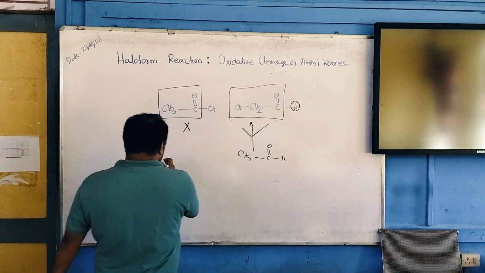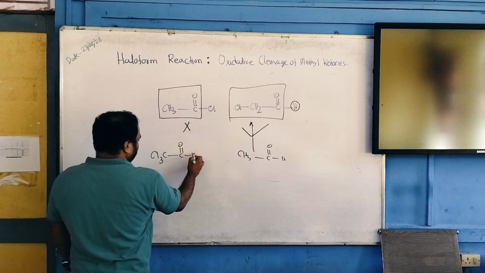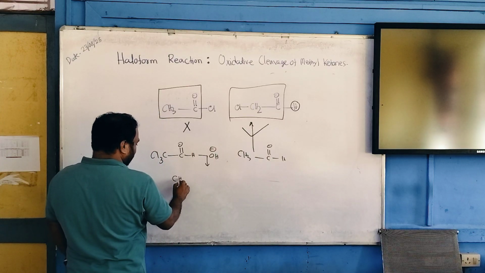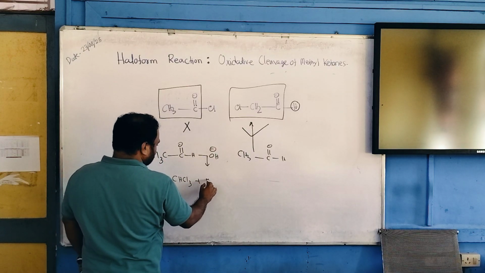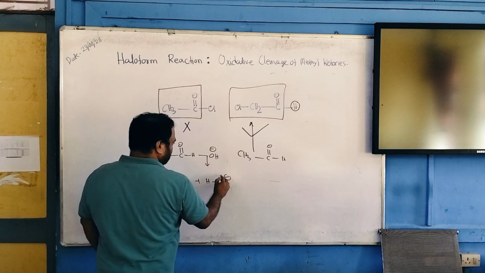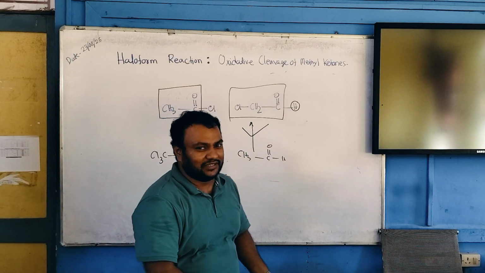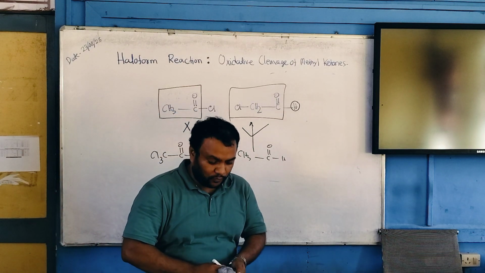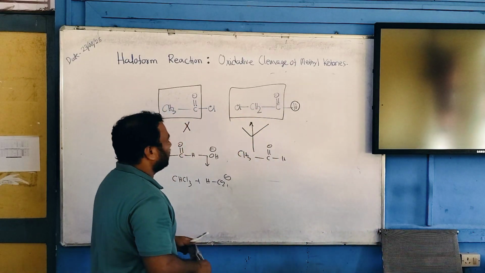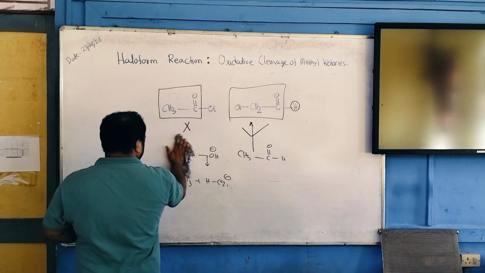Like if you are treating CCl3 C double bond OH with OH minus, obviously you will get CHCl3 plus HCO2 minus. That means if you are starting with the intermediate, obviously you will get a positive haloform test. So this is one point that you must remember. Sometimes it's a simple tricky question here. This is what you should remember about haloform test.